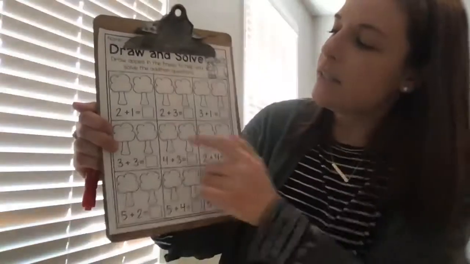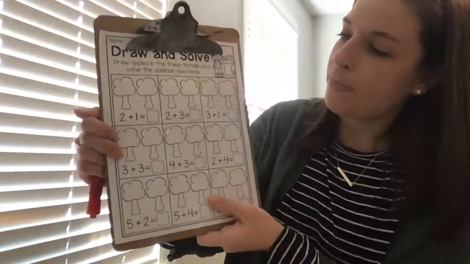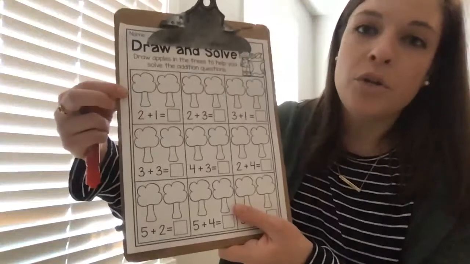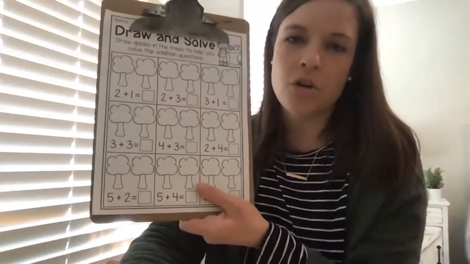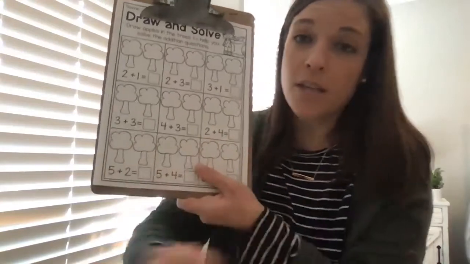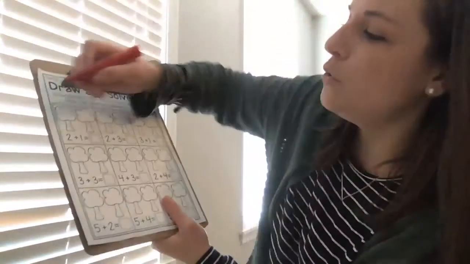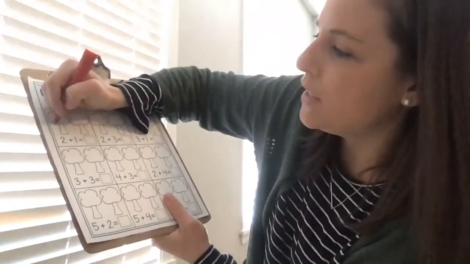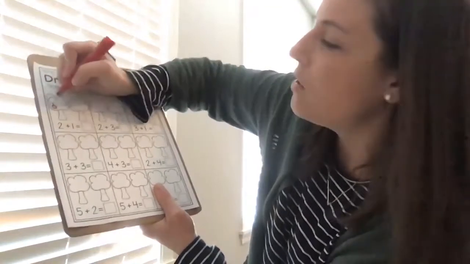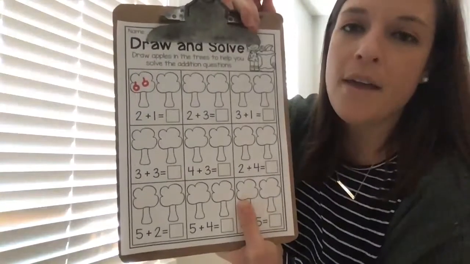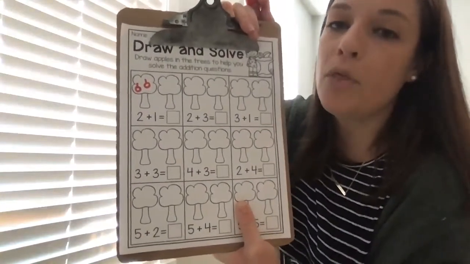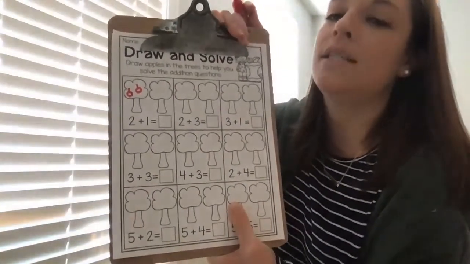Our first sentence is 2 add 1. In the tree above the 2, we're going to draw 2 apples. What shape could we use to draw an apple? That's right, a circle. So let's draw 2 circles. I'm even going to put a stem on each of mine, which is just a straight little line above it. 1, 2. Okay, now I'm going to count and mark out both of those apples to make sure I drew the exact amount I needed.